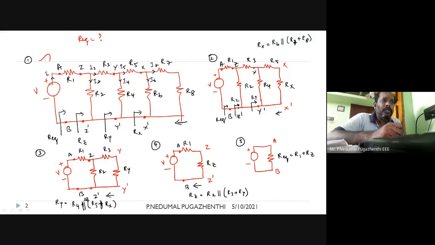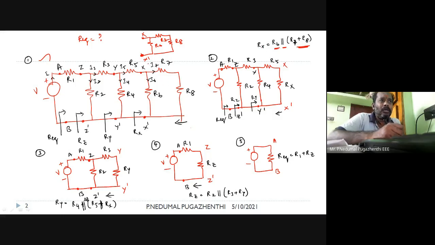If you take the first diagram and look from behind, R8, R7, R6, and this XX dash, the circuit looks like this. R6 is connected in parallel with a series combination of R7 and R8, between XX dash. You can see that R6 is parallel with R7 plus R8, because R7 and R8 are in series.